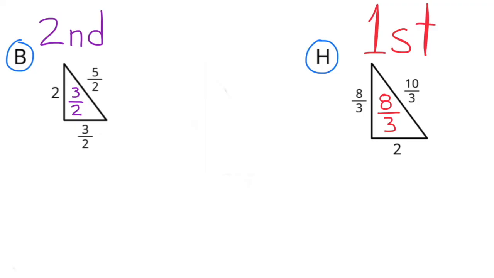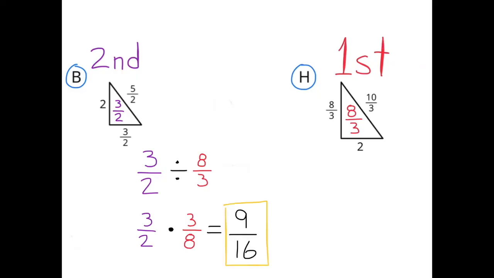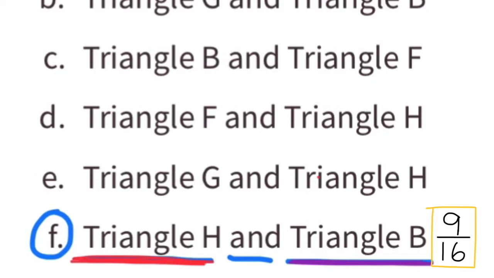We're trying to figure out how much larger the area is for triangle B compared to triangle H. So the area of triangle B, 3/2, divided by the area of triangle H, 8/3. 3/2 divided by 8/3 is the same as multiplying 3/2 times 3/8. 3/2 times 3/8 equals 9/16. The area of triangle B is 9/16 the size of the area for triangle H.